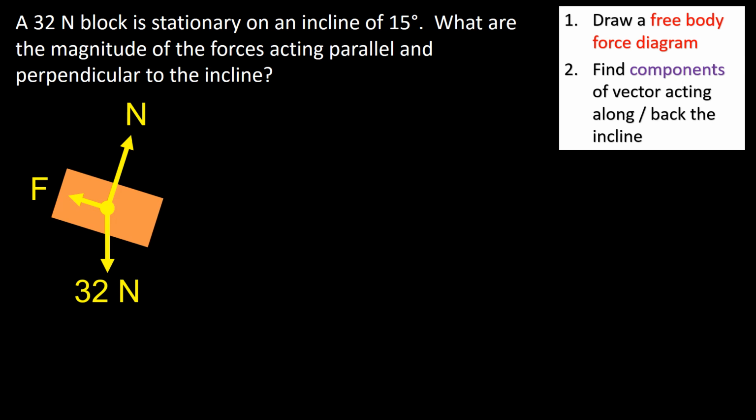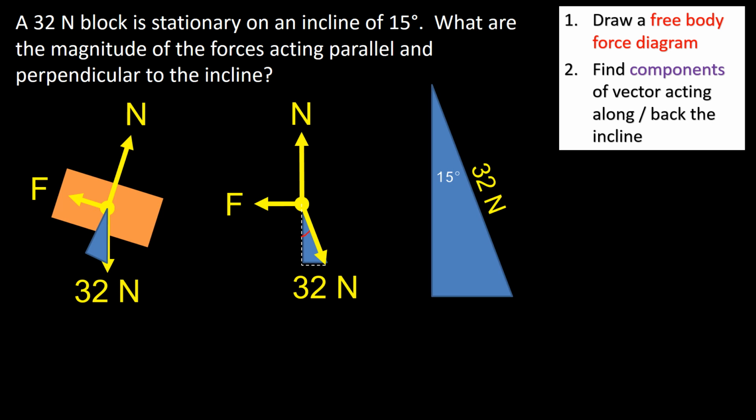So we've got 32 newtons acting downwards as weight, and if we rotate it, we end up with 32 newtons acting at an angle of 15 degrees right here. Okay. Now, this is basically a trig problem. So that blue triangle is the same as this blue triangle. So we've got 32 newtons, which is acting at 15 degrees to the vertical.